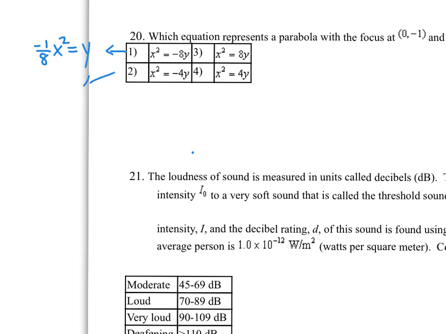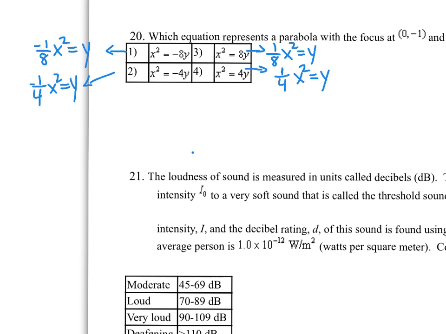All right, now if I look at choice 2, I'm going to divide both sides by -4. So -1/4 x squared equals y. Let's look at choice 3. Same thing, but I'm going to divide by a positive 8 this time. So that would be positive 1/8 x squared equals y. And then choice 4, I'm going to divide by a positive 4. So that will be positive 1/4 x squared equals y.